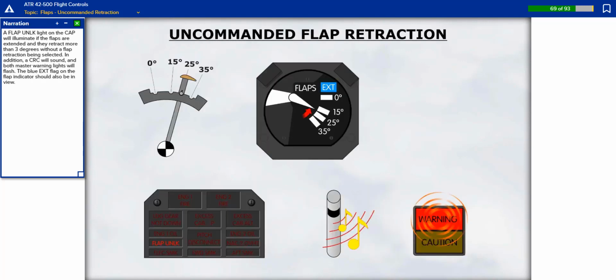A flap unlock light on the crew alerting panel will illuminate if the flaps are extended and they retract more than 3 degrees without a flap retraction being selected. In addition, a CRC will sound and both master warning lights will flash. The blue extend flag on the flap indicator should also be in view.